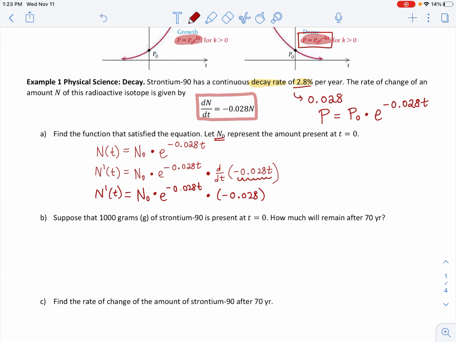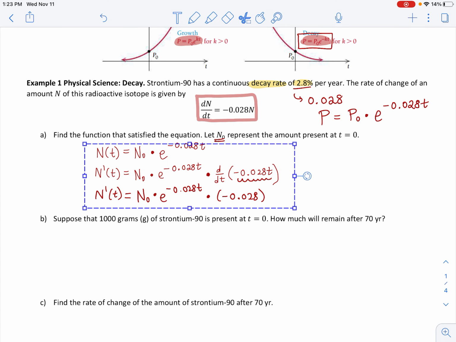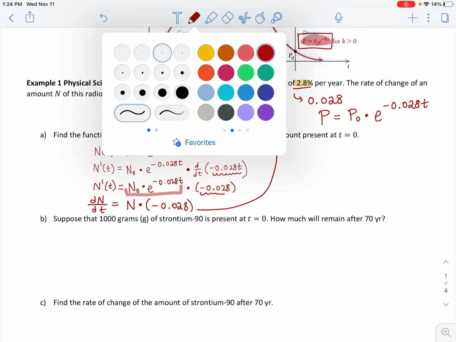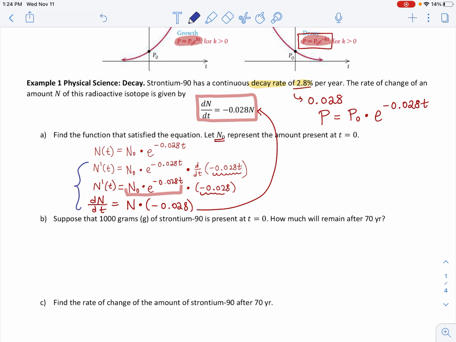Okay? So what do we have here? N prime, which is, oh gosh, you guys, I really need to add more room to these problems. dn/dt, the derivative of n with respect to t, is equal to, now what is this? This is the original function n, isn't it? That's n times this constant, negative 0.028. And this is matching what they gave us in the beginning. So the next couple steps that I did, this much work was just to check. Okay, but this is my answer. This is the answer to part A. Okay, alrighty, let's keep going.